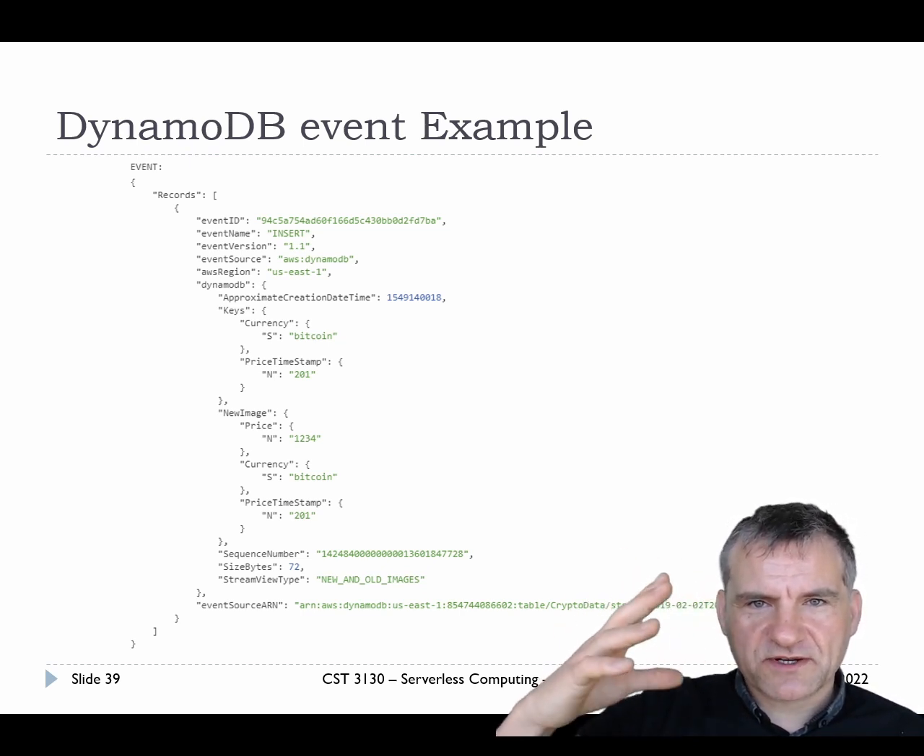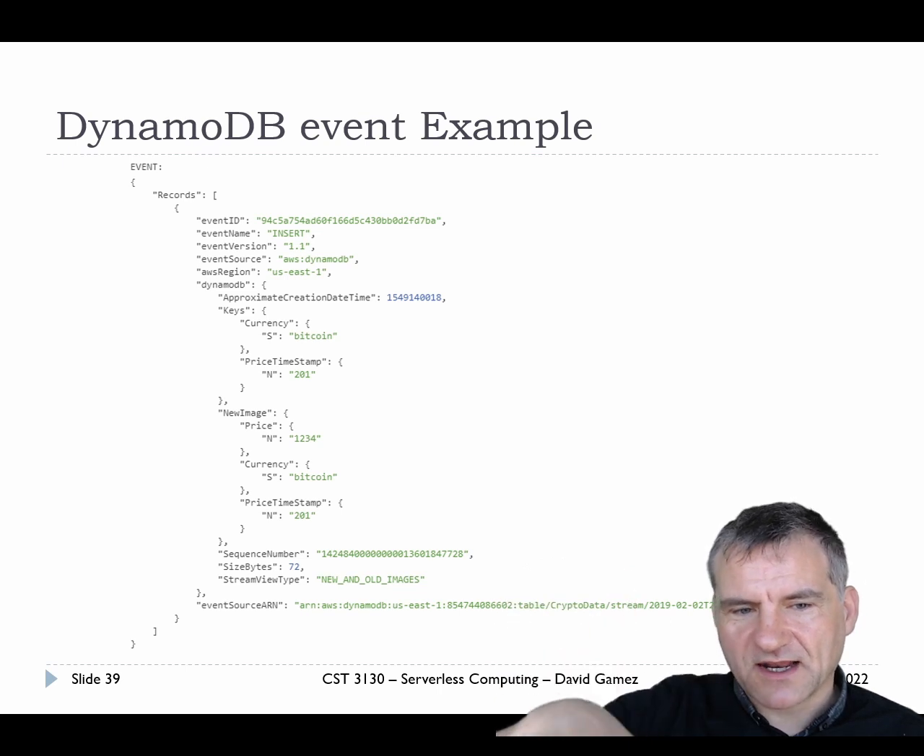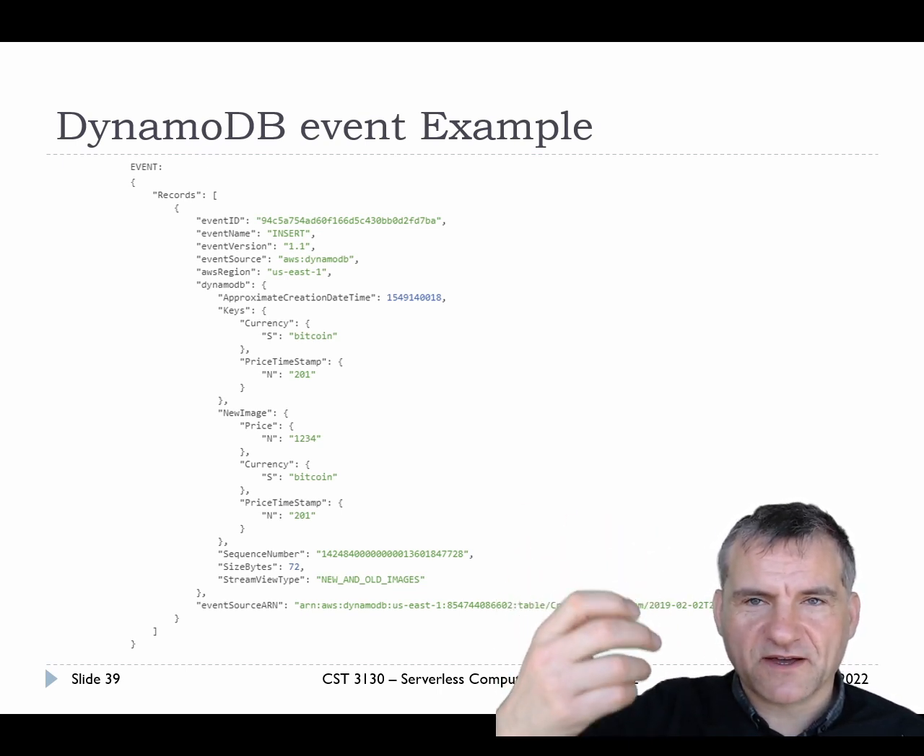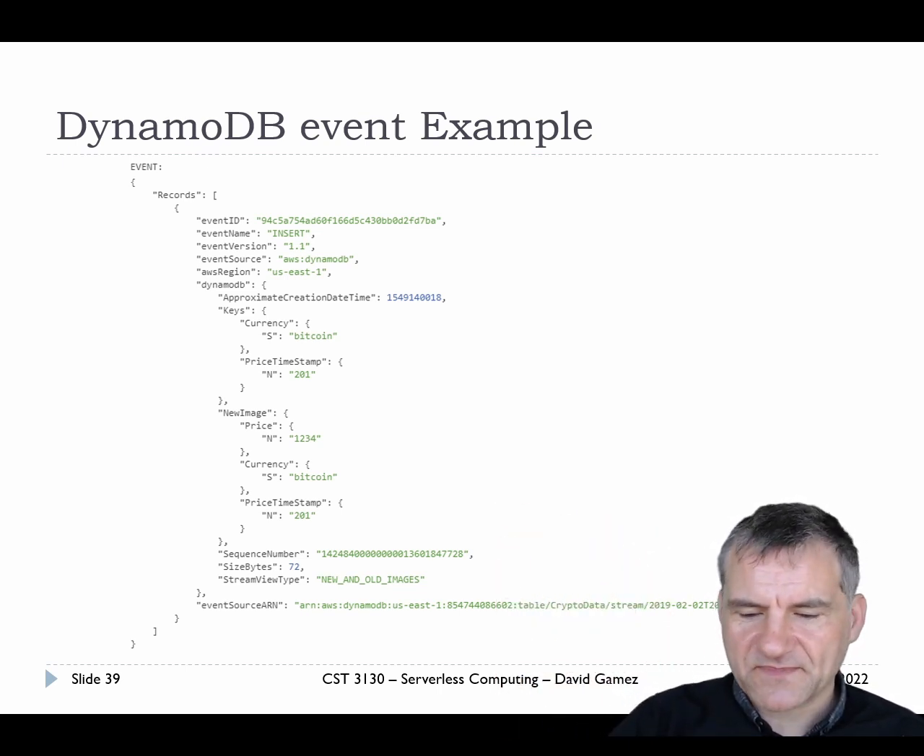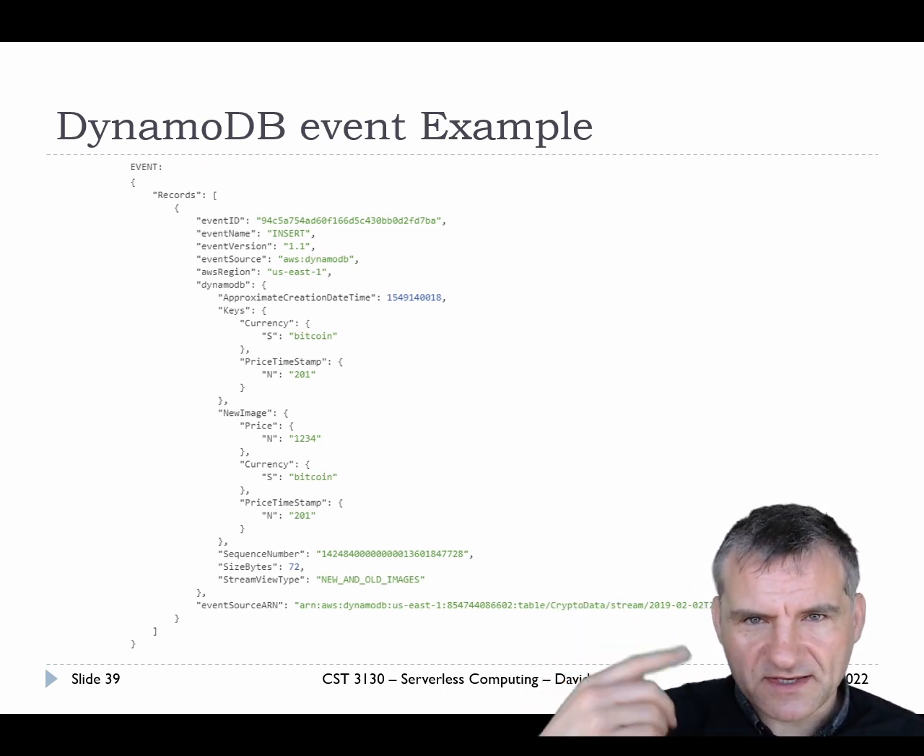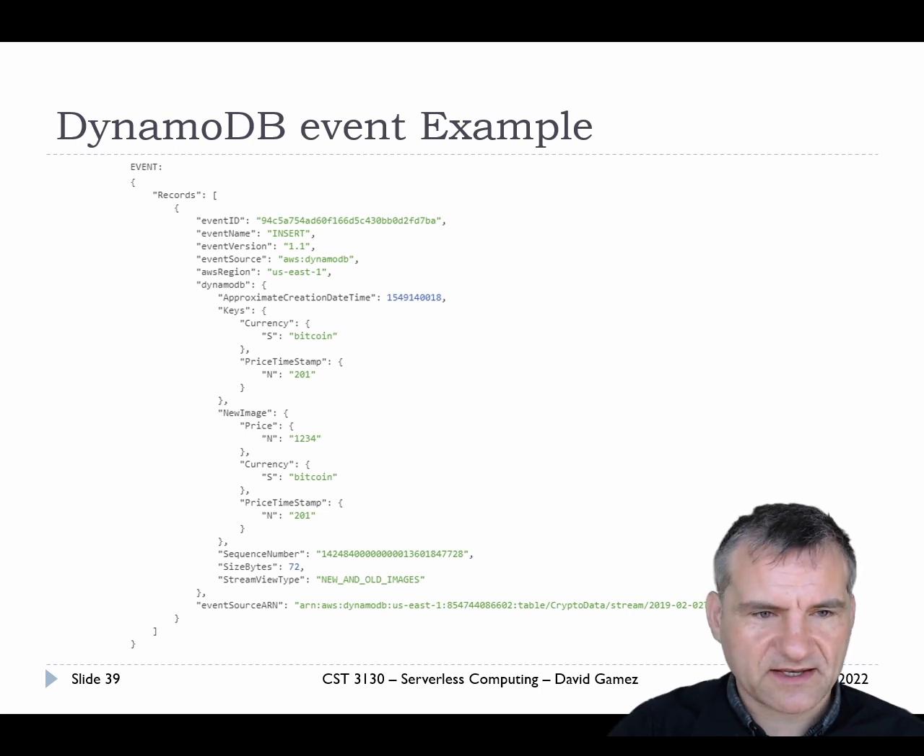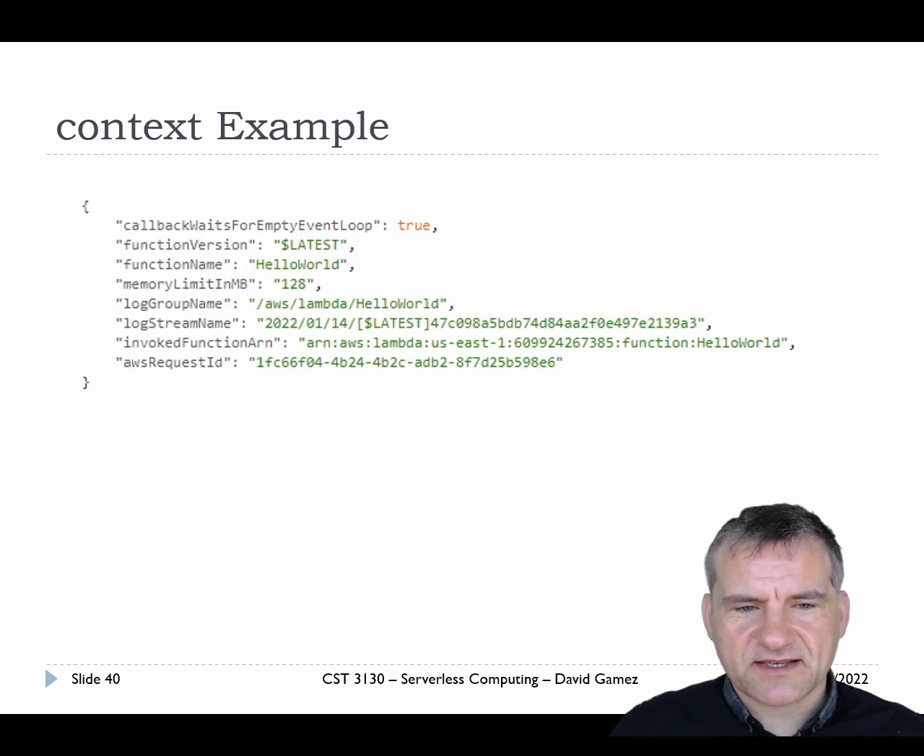For example, when a DynamoDB change triggers a Lambda function, the event object will look like this. I'll use this as a concrete example a little bit later, so don't worry about the details right now. And this is a context example: it has the function name, memory, log streams, and this kind of stuff.